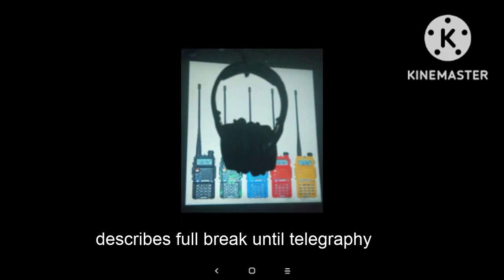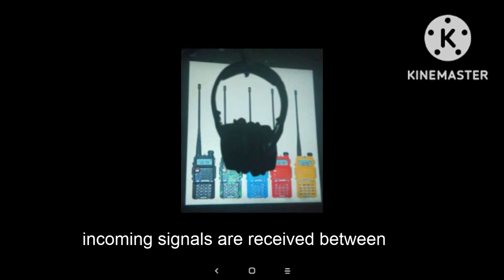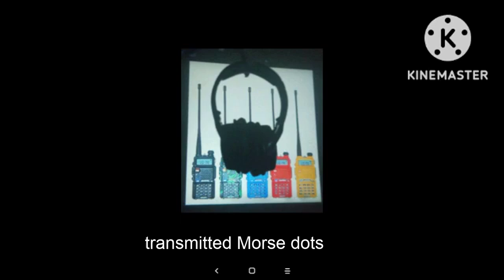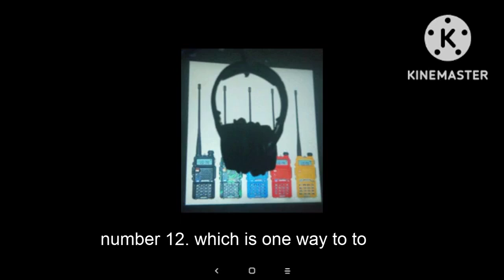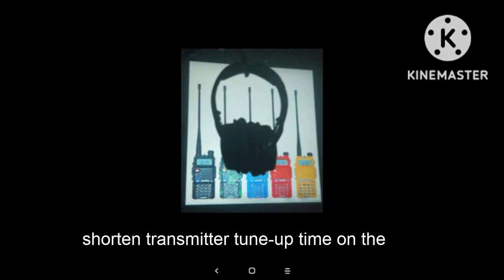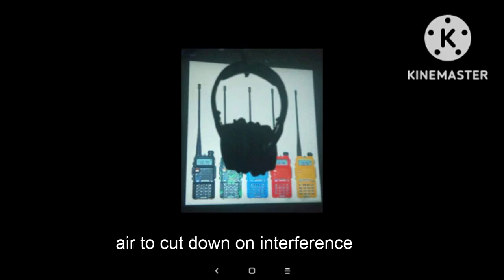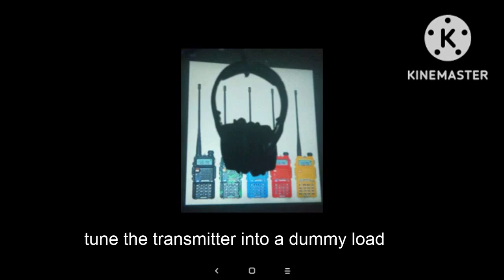Number 11. Which of the following describes full break-in telegraphy? Incoming signals are received between transmitted Morse dots. Number 12. Which is one way to shorten transmitter tune-up time on the air to cut down on interference? Tune the transmitter into a dummy load.